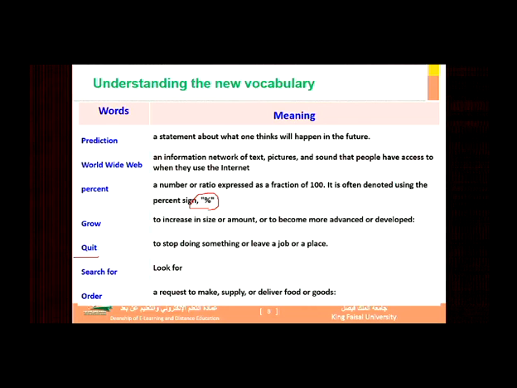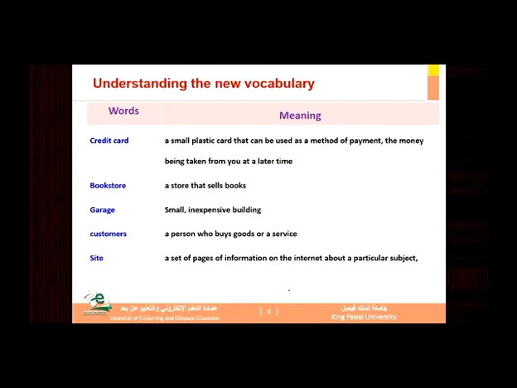I repeat, the word order here is used as a noun. So when you have a company and you order food for your company or you order some material for your company, it means you buy those materials. So the order is a request that people make. Why? To buy some food, to buy some goods, to buy some stuff for their needs, and so on and so forth. Okay, these are the rest of the new vocabulary.